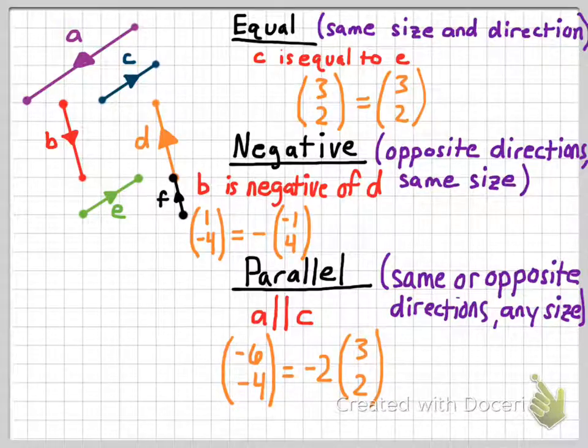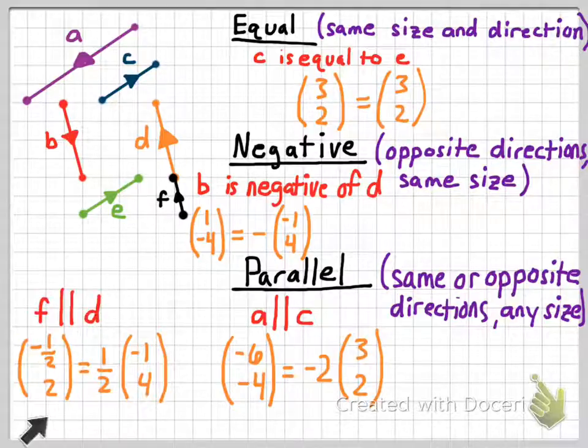All right, now some other pairs of parallel vectors. It would be redundant to say that C is equal to E, because if they're equal, they're going to have to be parallel as well, because they're already going in the same direction. It would be redundant to say negative vectors are parallel, because they go opposite directions, so they already fit that category. So we don't need to say B is parallel to D, but we could say F is parallel to D.